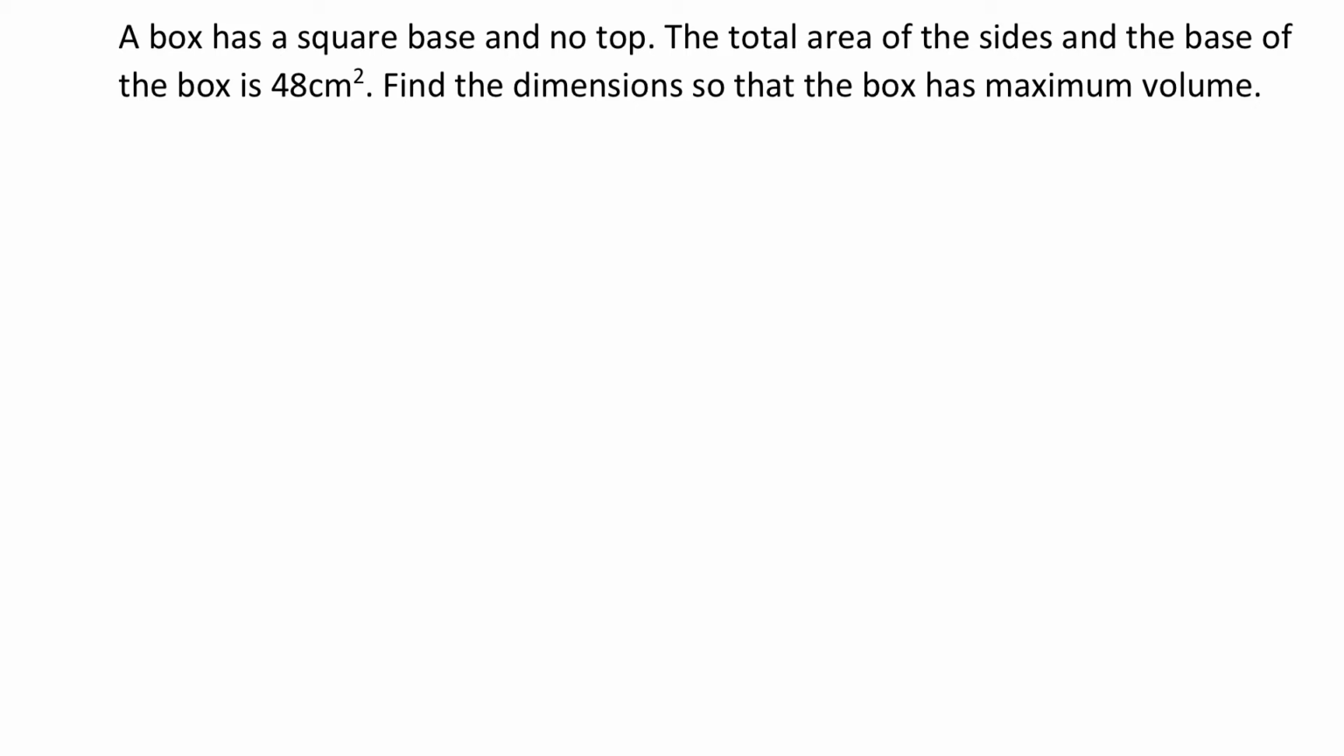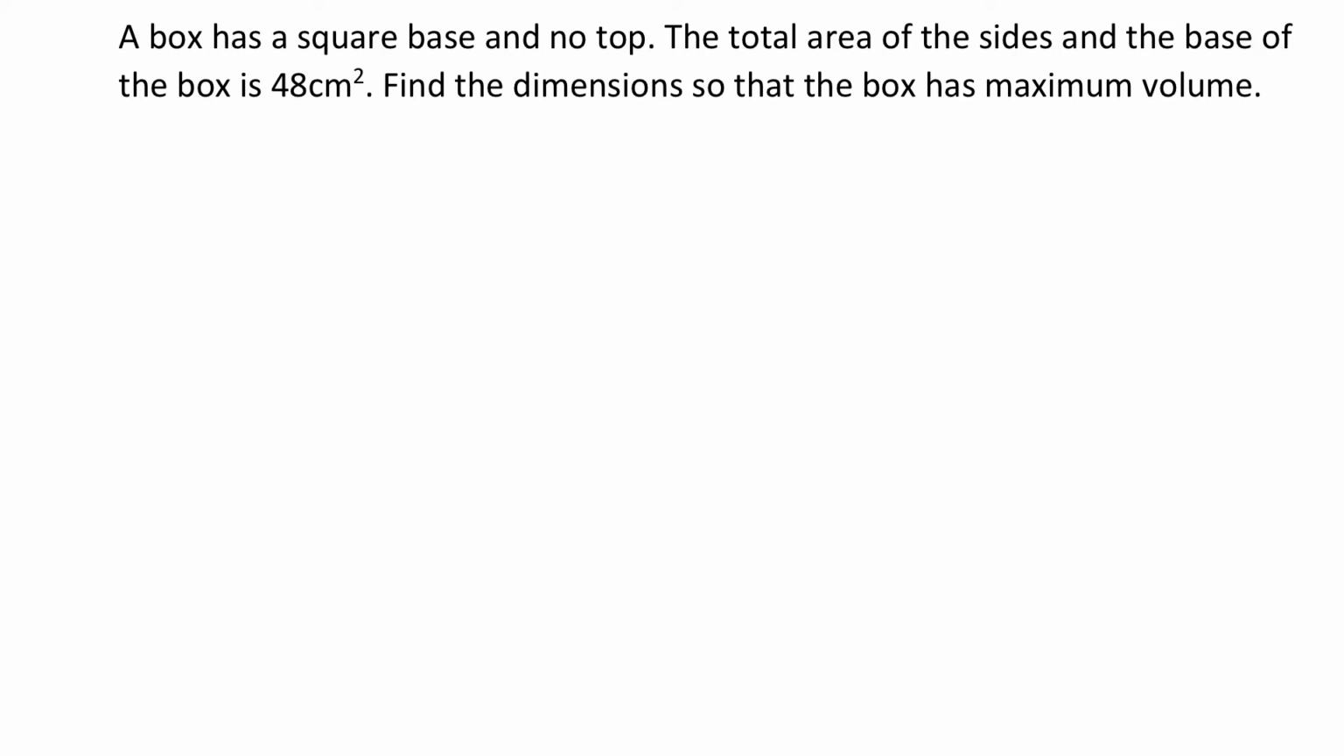Hello. In this video, we're going to look at a minimum-maximum problem, sometimes called an optimization problem. So let's take a look. A box has a square base and no top. The total area of the sides and the base of the box is 48 centimeters squared. Find the dimensions so that the box has maximum volume.